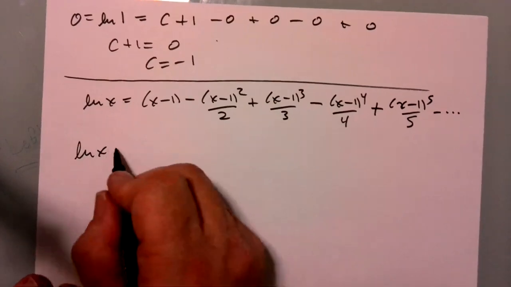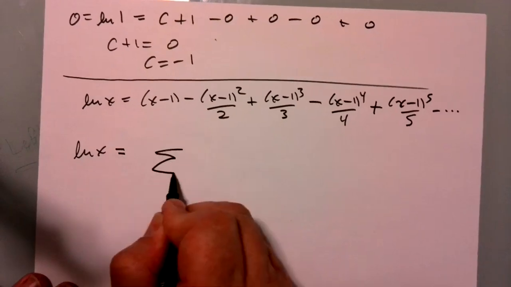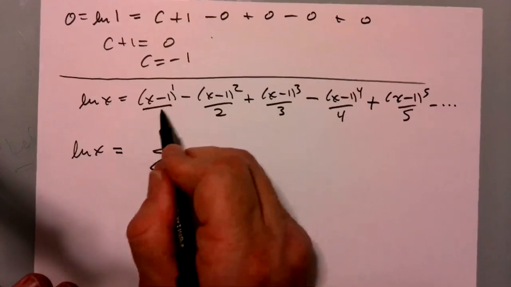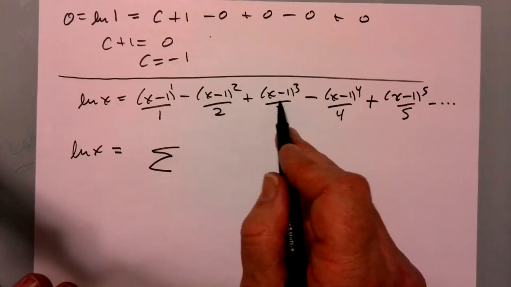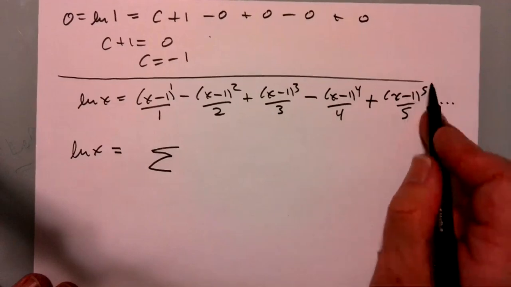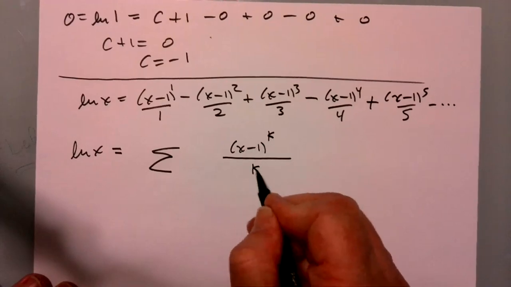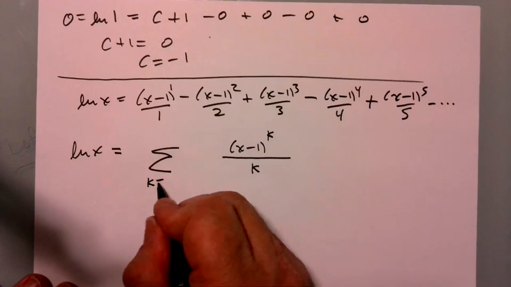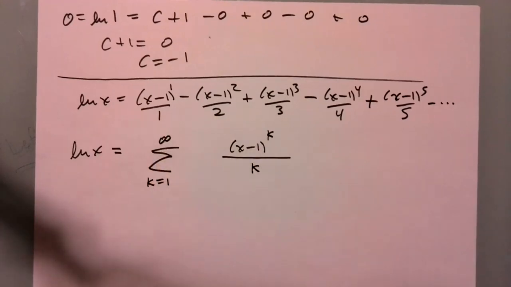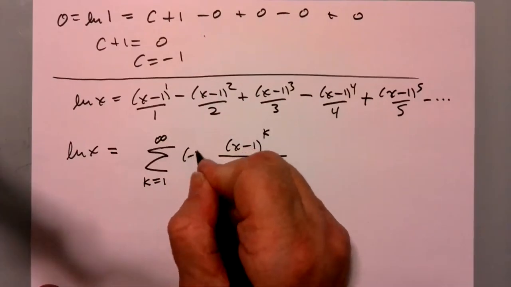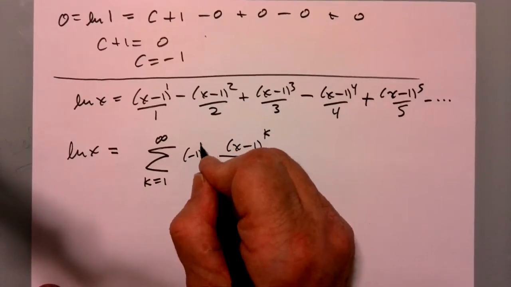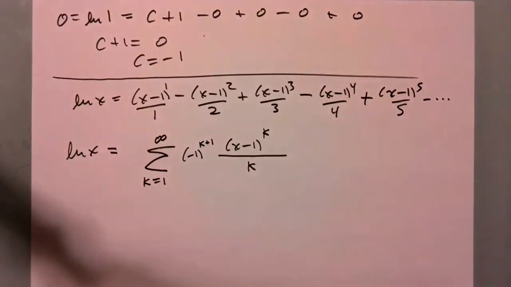What do we have? Natural log of x equals the sum: x minus 1 to the first over 1, x minus 1 to the second over 2, x minus 1 to the third over 3, x minus 1 to the fourth over 4, x minus 1 to the fifth over 5. So we get x minus 1 to the k over k, as k starts where? K starts at 1 this time. And then we need to think about what our sign flasher is going to be. It starts out positive. So when k is 1, negative 1 to the first would be negative, so I've got to bump it up by 1. So I'll say that the natural log of x is the sum of negative 1 to the k plus 1 times x minus 1 to the k over k.